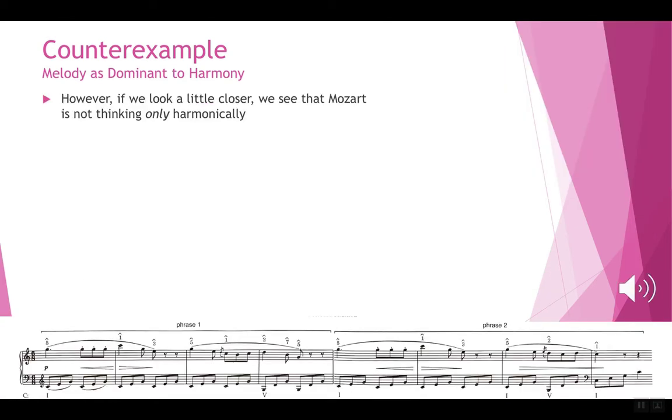But we are going to look a little bit more closely. If we do look closer, we see that Mozart is not thinking only harmonically in the left hand. And this, I believe we could hear it one more time. Why don't you pay attention to what's going on in the left hand this time?